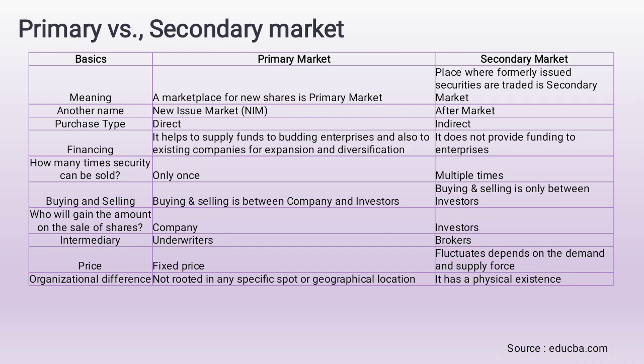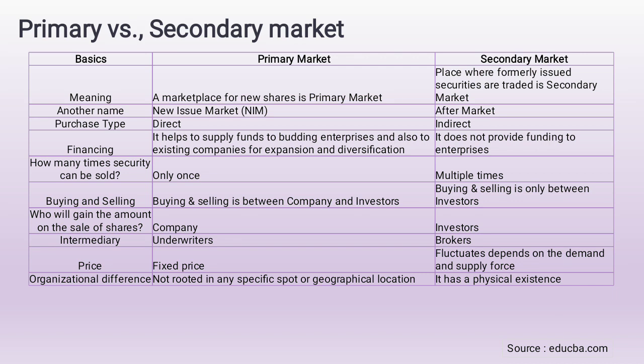It will be done in lakhs together or crores together. Buying and selling: in the primary market, buying and selling is between the company and the investor. The company comes into the stock market through an IPO. You go and bid for a particular amount, and based on that it will be allocated to you. So you, in a sense, are the investor.